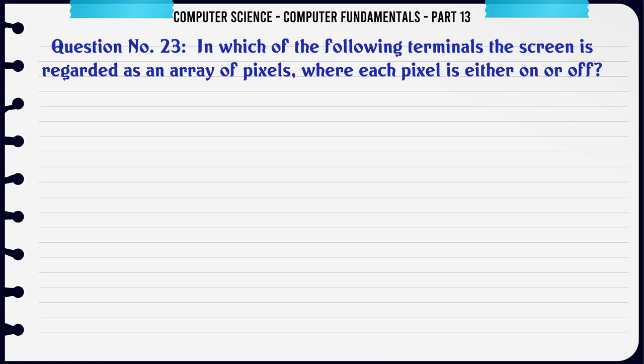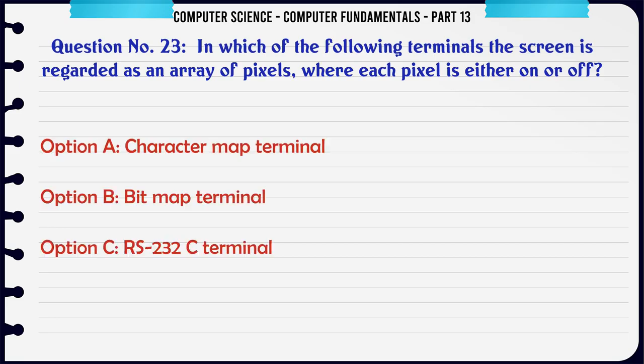In which of the following terminals is the screen regarded as an array of pixels where each pixel is either on or off? A. Character map terminal. B. Bitmap terminal. C.